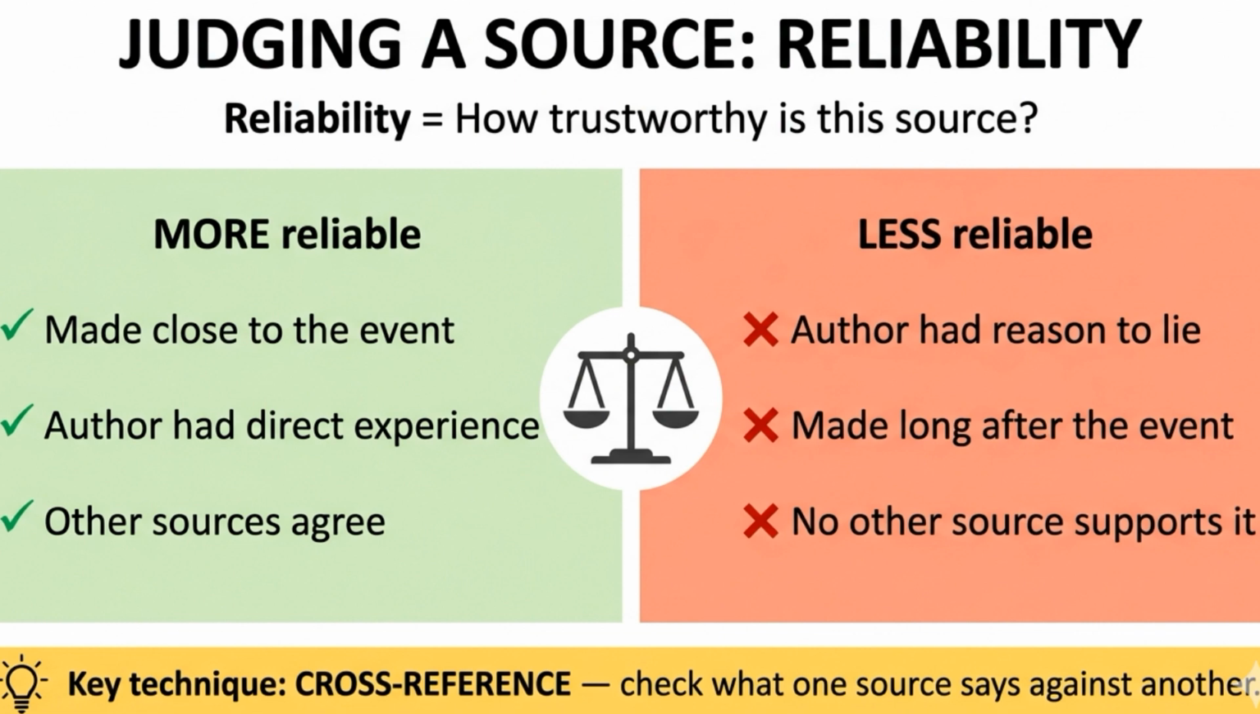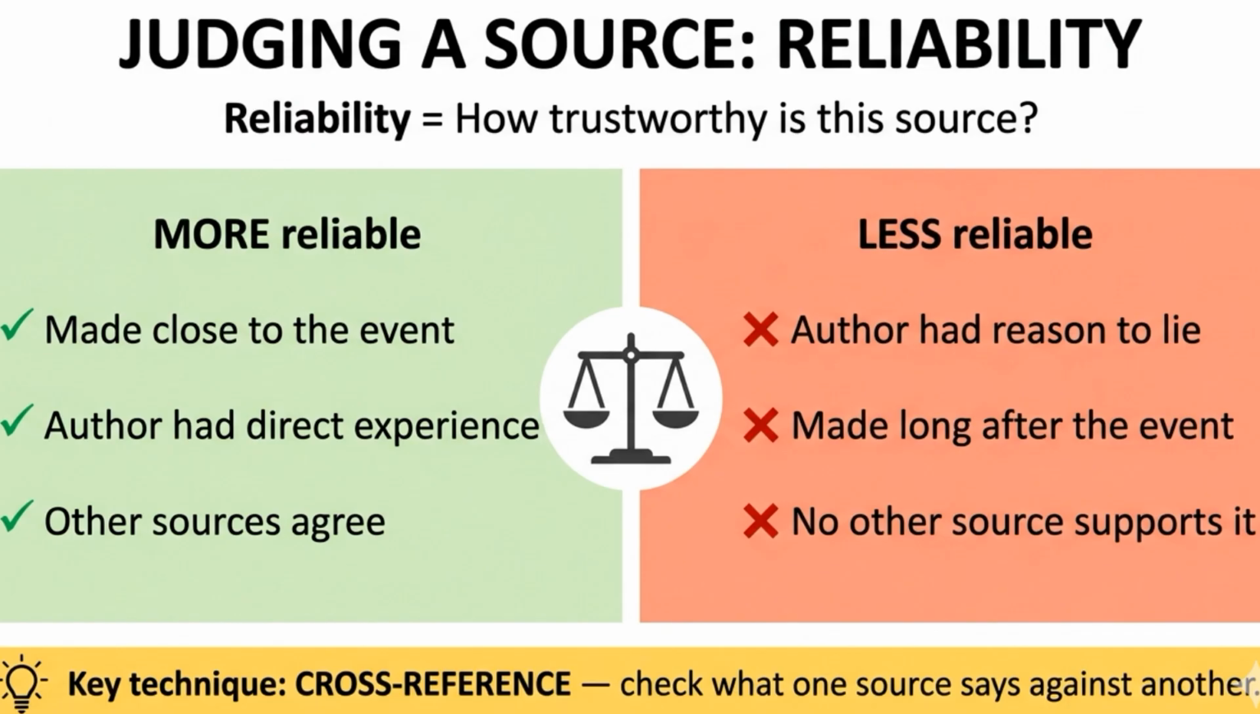On the other hand, a source is less reliable if the author had a reason to lie or exaggerate, like someone trying to protect their reputation, if it was made long after the event from memory, or if no other source supports what it says.